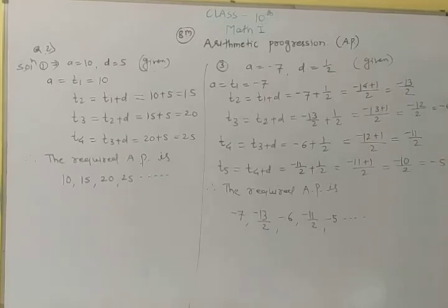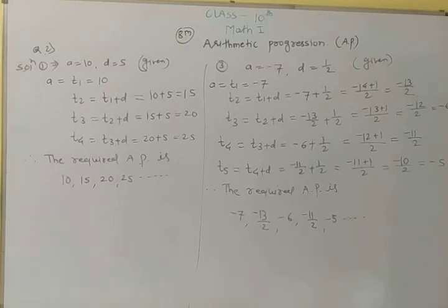Question number 3, next problem. 127, 135, 143, 151 is the sequence. So in this sequence, first term is 127. So here first term A equal to 127, that is T1 equal to 127, and difference is 135 minus 127, that is 8. T3 minus T2 is 8 and T4 minus T3 equal to 8. So the first term A is 127 and the common difference is 8.